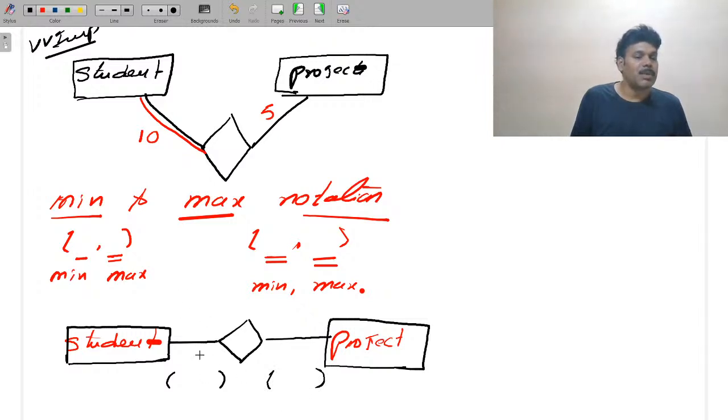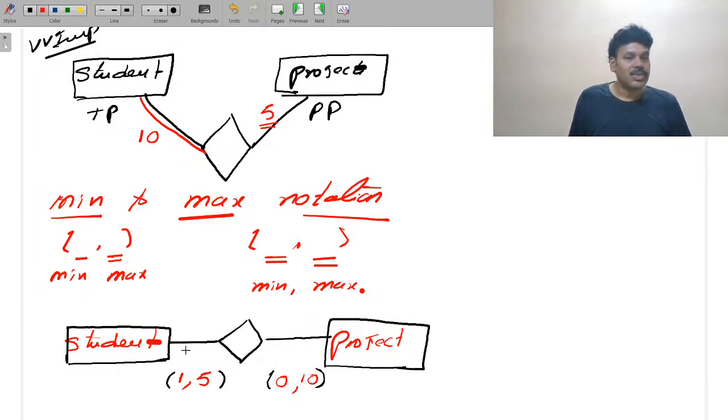What is the minimum of student? Minimum of student we already identified as it is a total participation. This is a partial participation. Minimum of student, how much? 1. Maximum of student, 5. Minimum of project, 0. Maximum of project, 10. So this diagram is equal.